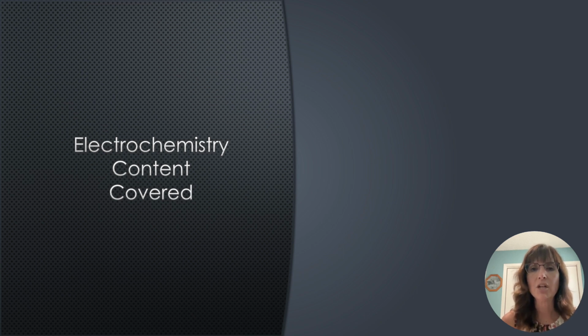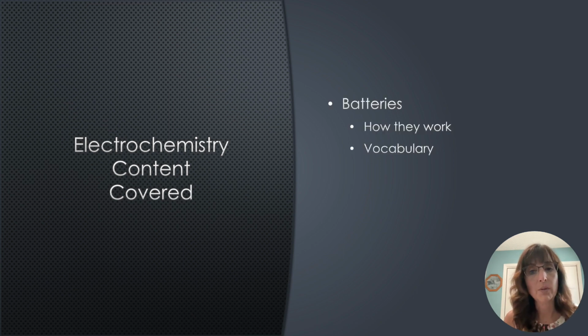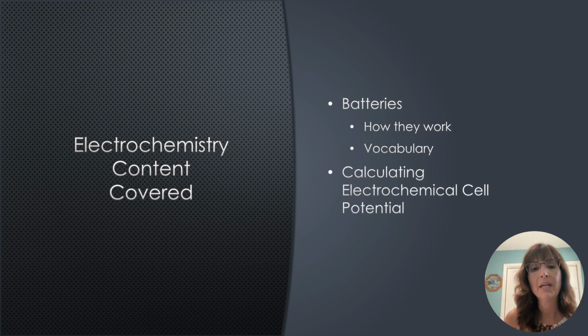In this presentation, I'm only going to cover a small portion of an electrochemistry unit. I'm going to focus on batteries. What do they look like? What are the components? How do they work? And pertinent vocabulary. We're going to learn how to calculate electrochemical cell potential, and then we're going to apply the Nernst equation in the lab. Many students struggle with vocabulary, so I've built in quite a few activities that will help with the vocabulary understanding.